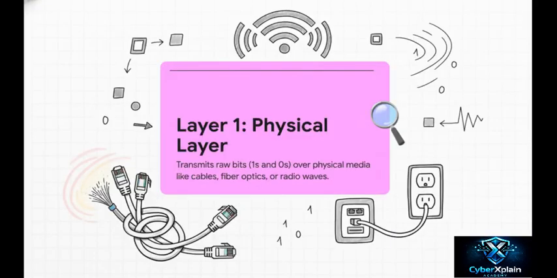So, Layer 1. The first thing you need to know is that this is all about the hardware. This is the stuff you can actually touch, your Ethernet cables, fiber optics, even the radio waves your Wi-Fi uses. Its job is simple. Turn all that digital data into physical signals. So when your internet goes out, the very first question a tech will ask is a Layer 1 question. Is everything plugged in? Seriously, a frayed cable or a loose connection is a classic Layer 1 problem.